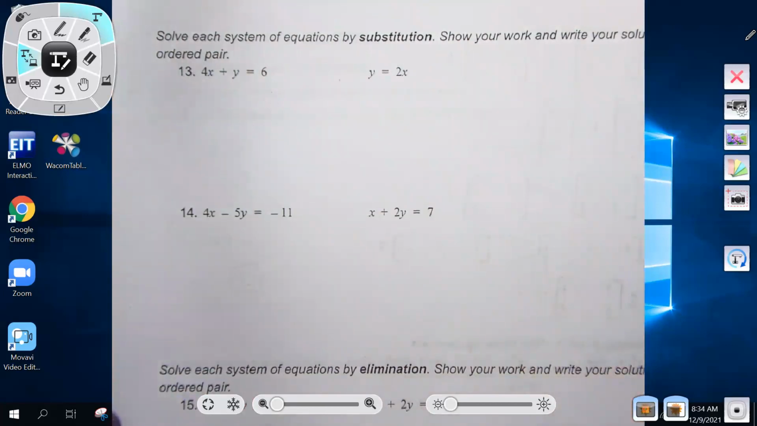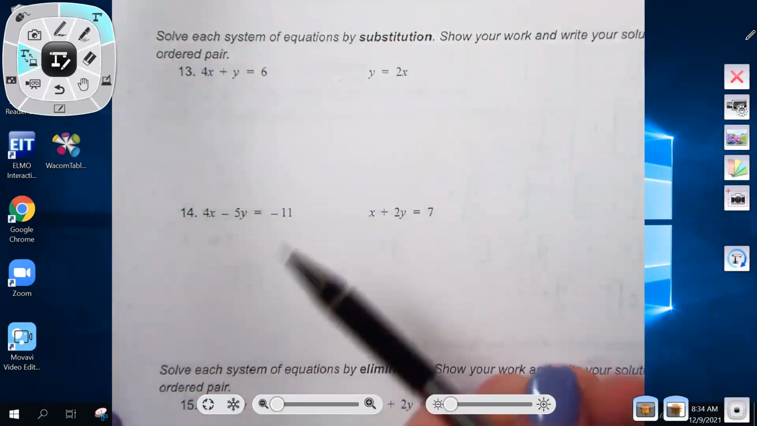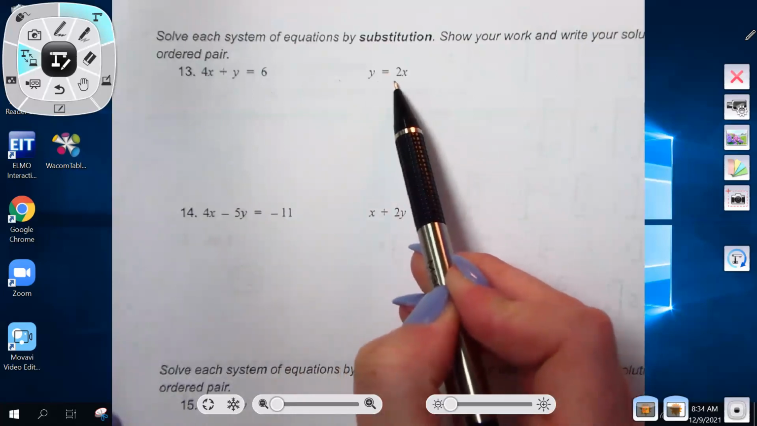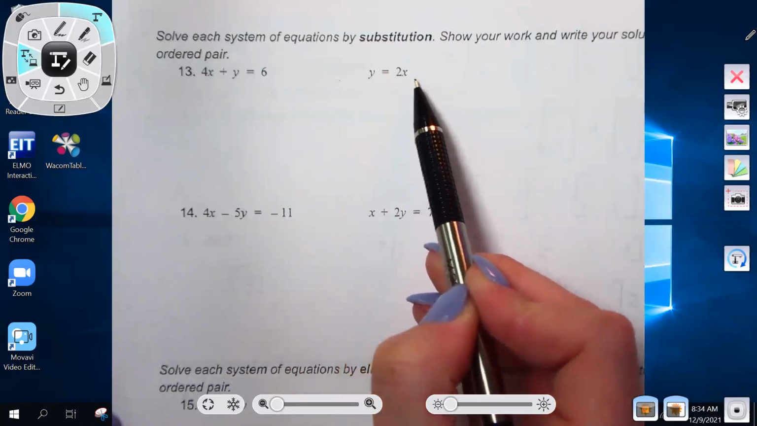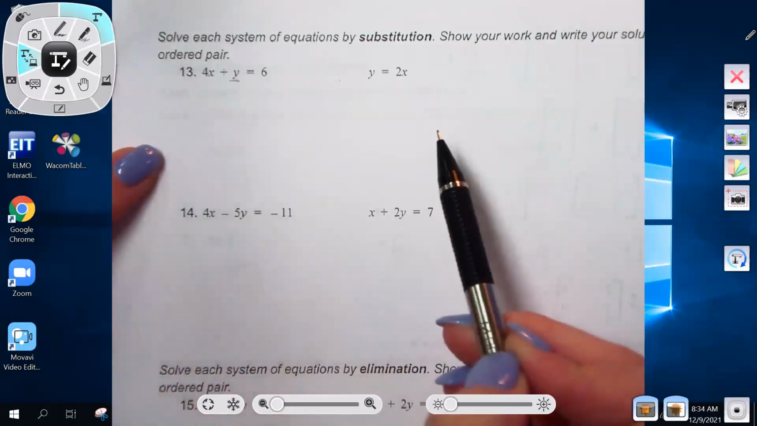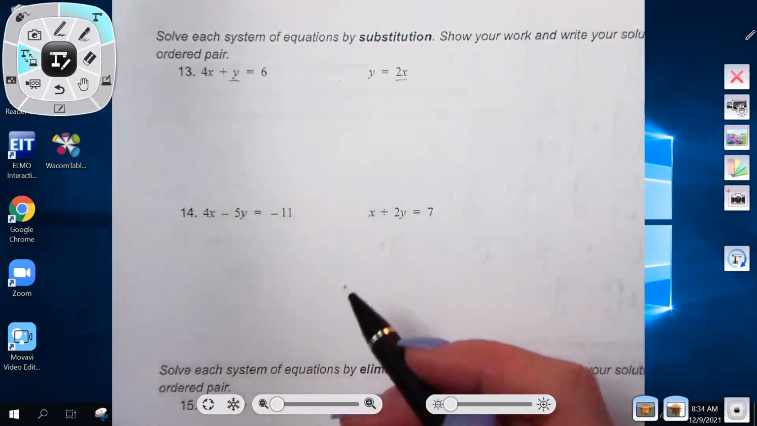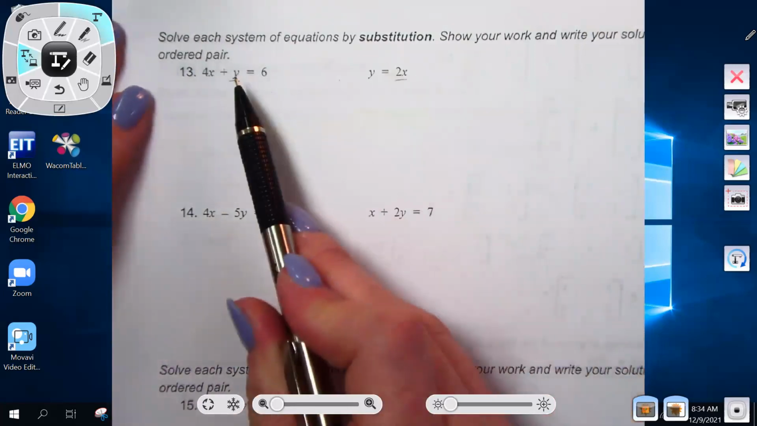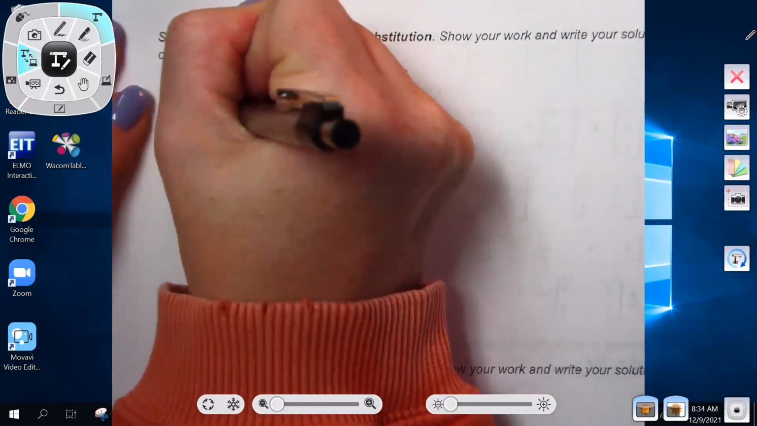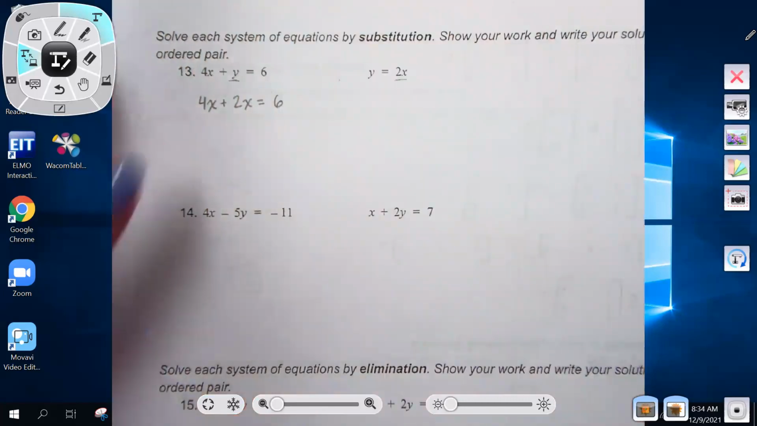Okay, so substitution means we solve one of these equations for one of the variables. Lucky for us, this one's already solved for y. Y equals 2x. So instead of y in this equation, we can plug in 2x because they're equivalent. So we're substituting 2x into y in this equation. We get 4x plus 2x equals 6.